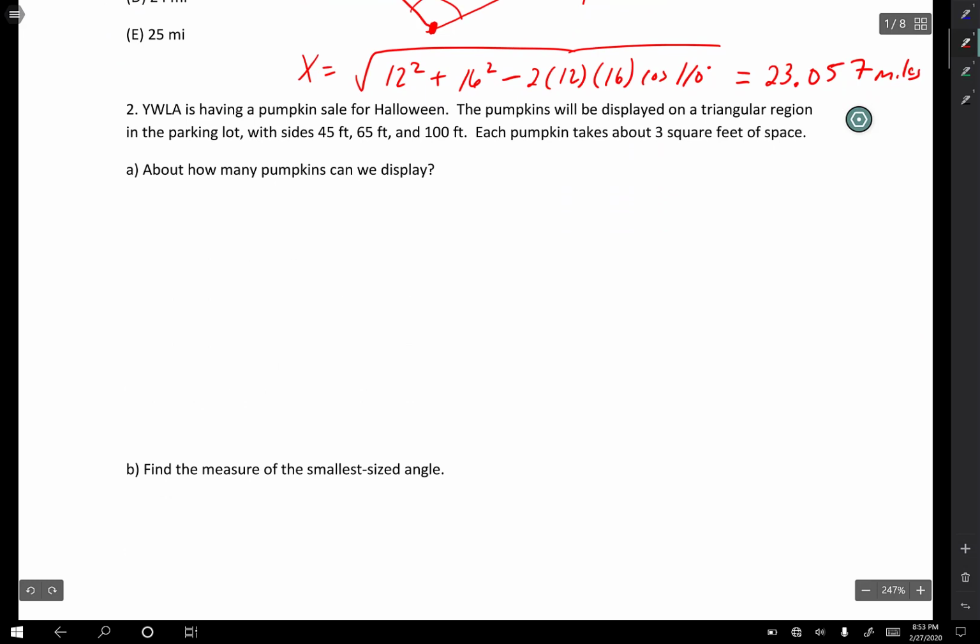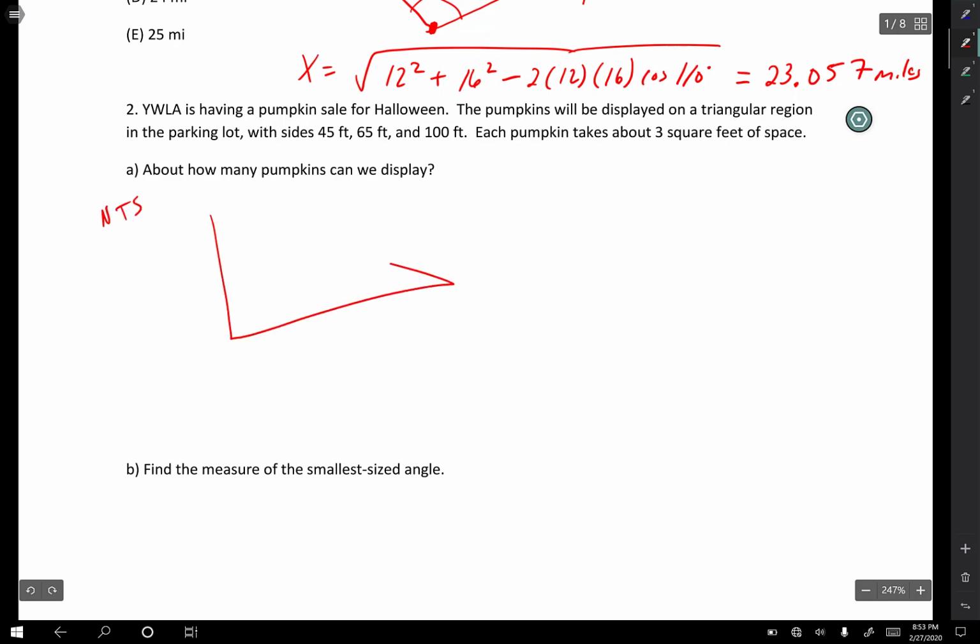YWA is having a pumpkin sale for Halloween. The pumpkins will be displayed on a triangular region in the parking lot with sides 45, 65, and 100 feet. Each pumpkin takes about 3 square feet of space. So it says, how many pumpkins can we display? So we have a triangle, not to scale.